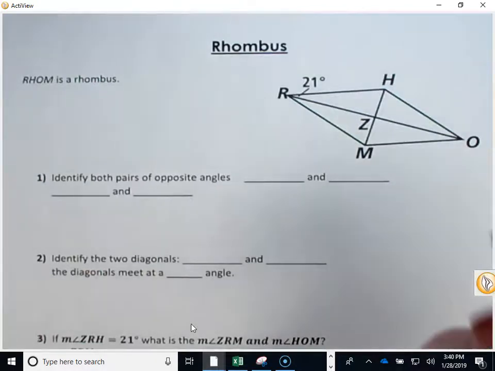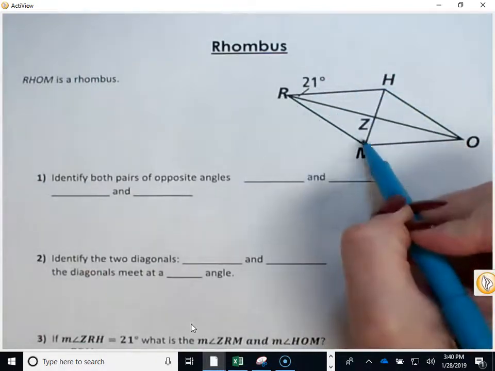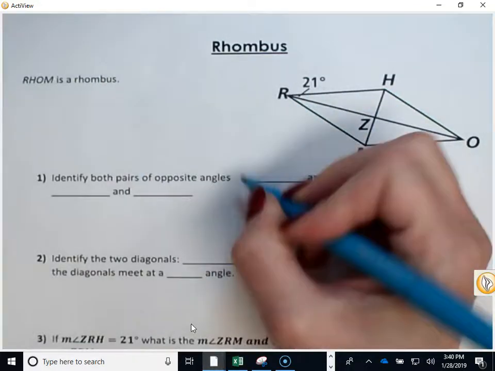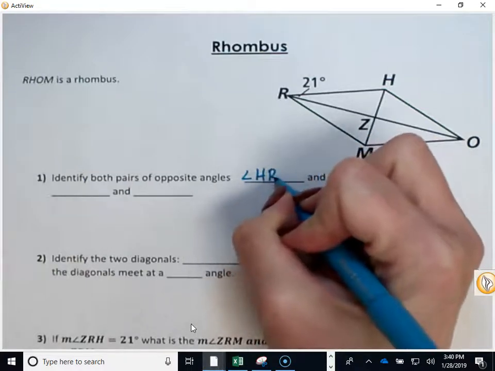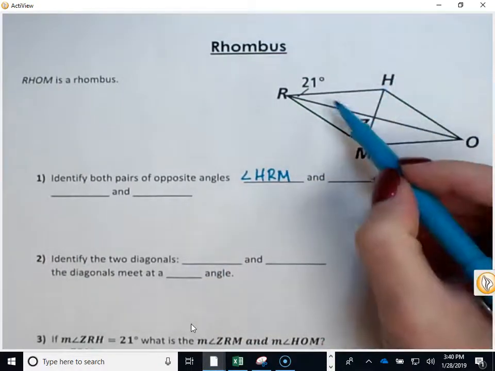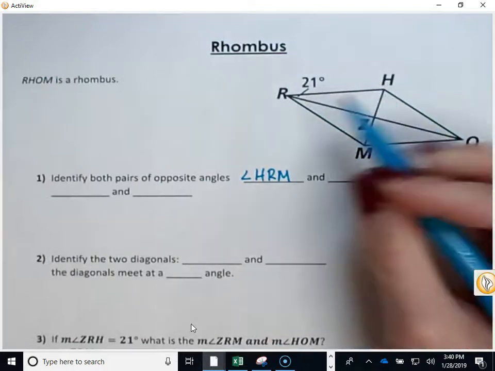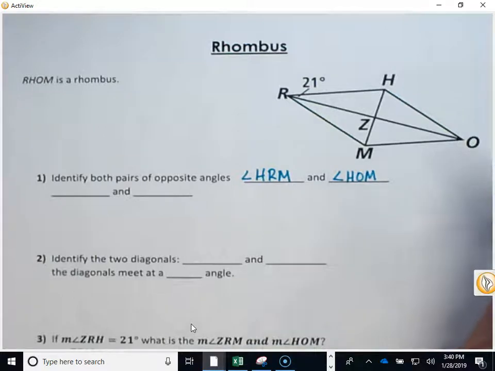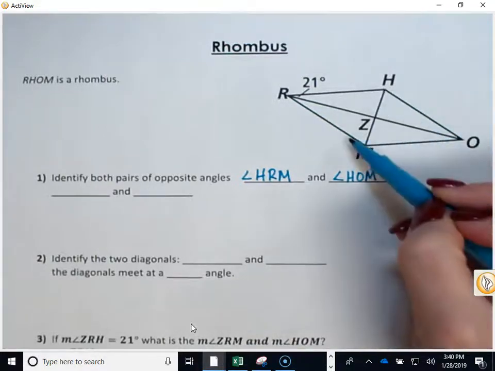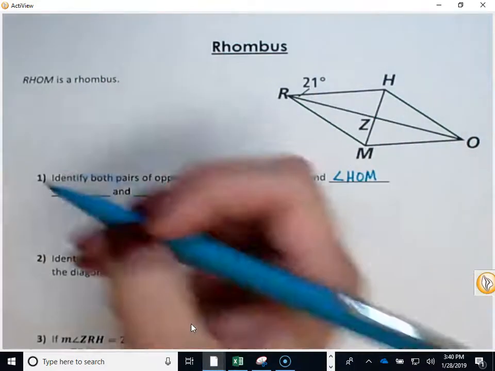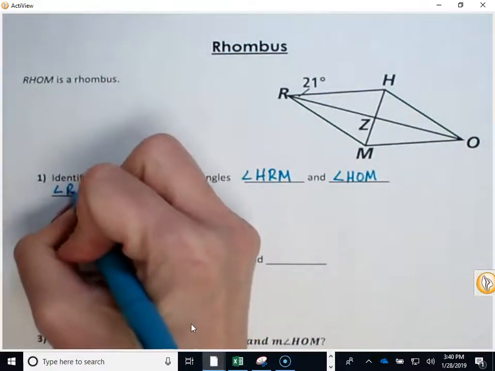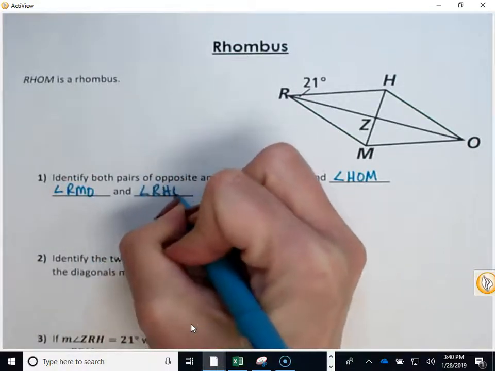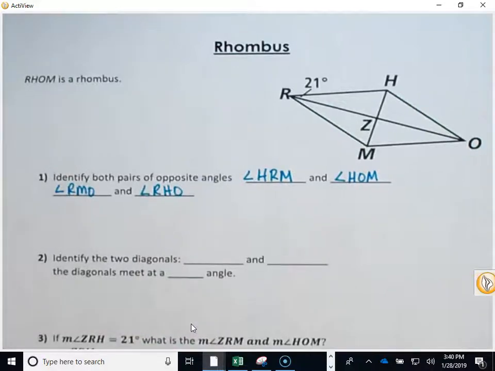So I'm going to start with this angle over here, the big angle R, so this whole thing. So it's angle HRM. And it is opposite to angle HOM. And then our other 2 opposite angles are these 2 over here. So we got RMO and angle RHO. So those are my pairs of opposite angles.